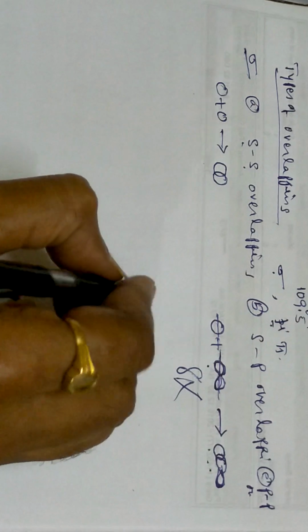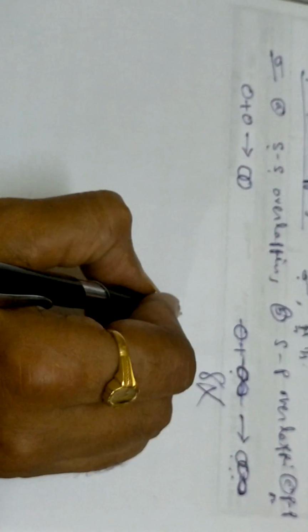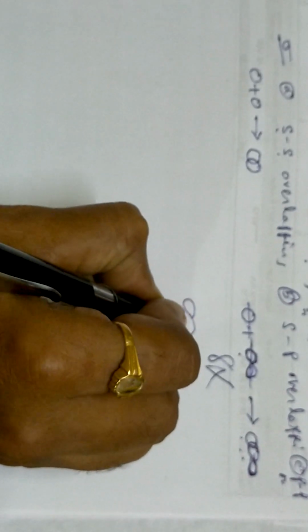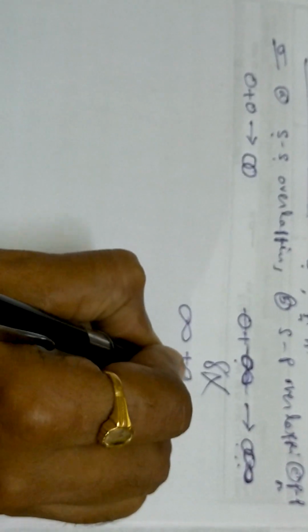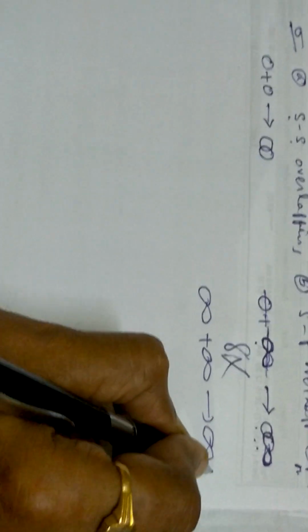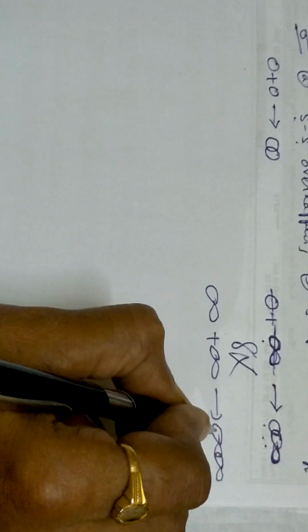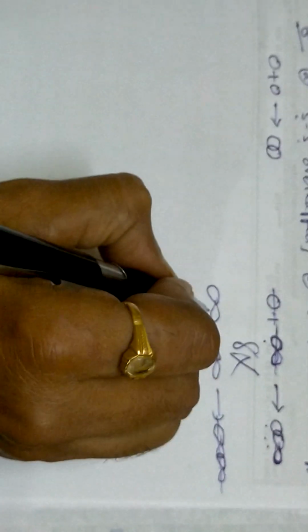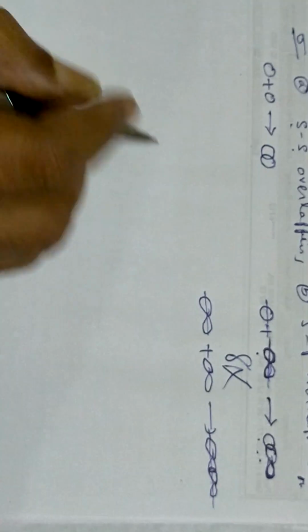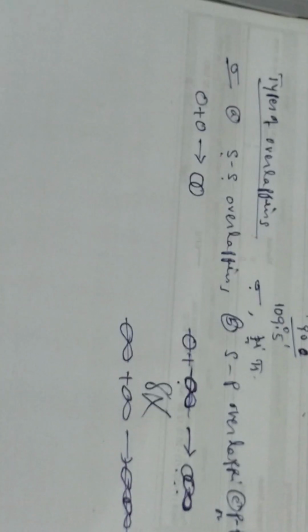How is the PP overlap? P is also one dumbbell, plus another dumbbell gives overlapping of dumbbells. Here it is an overlapping of dumbbells. It should be in the same axis, axial or head-on. Then these are all sigma bonds only.